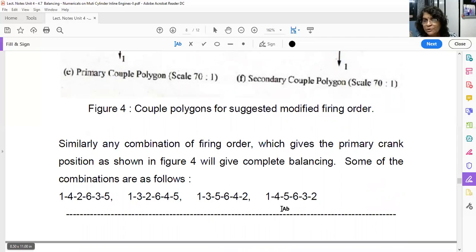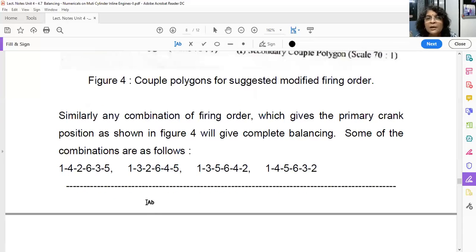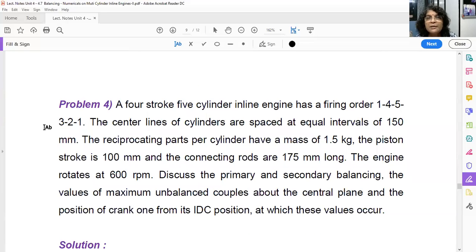So if you adopt this firing order, your forces as well as couples will be balanced. Okay, understood? So now let us go to the next problem. Let us read the statement.